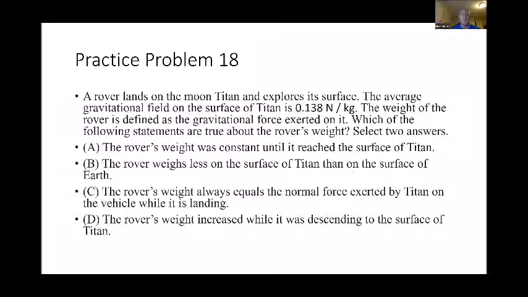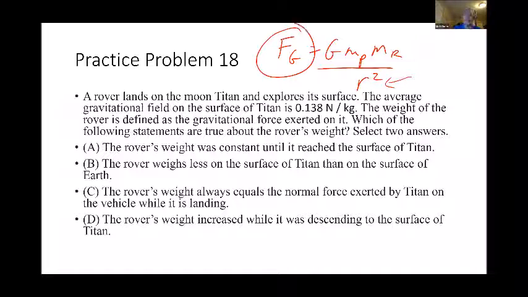That's A. Remember that gravitational force is G, mass of the planet in this case, times mass of the rover over r squared, where r is the distance between the centers of the two objects. So as this rover approaches Titan, the r between them is going down. And since r is on the bottom of that fraction, as r goes down, the gravitational force is going up, which means the weight is going up. So this is not constant. It's wrong.